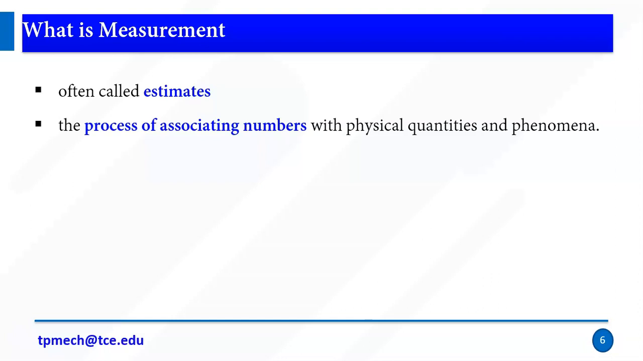The process of associating numbers with physical quantities and phenomena. In other words, measurement is the process of associating numbers with physical quantities and phenomena. For example, if I ask how many dresses you have, you say some quantity, maybe 5 dresses. So you assign a number to your dresses. Phenomena may be variations, such as pressure variation or temperature variation; these are phenomena, characteristics.